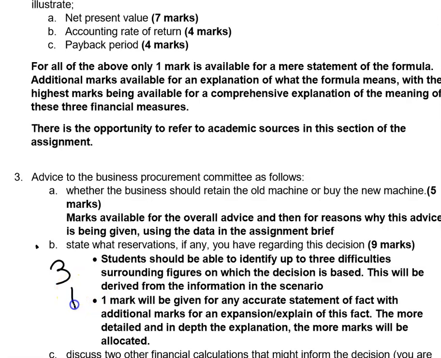Of those 3 marks, 1 mark will be given for a statement of fact, and then additional marks for any explanation surrounding that fact. The more detailed and in-depth the explanation, the more marks out of those 3 will be allocated. So, where I've said this on numerous occasions to my own students, when you're looking at a written piece of work, you start by stating the facts and then move on to explain what those facts mean.